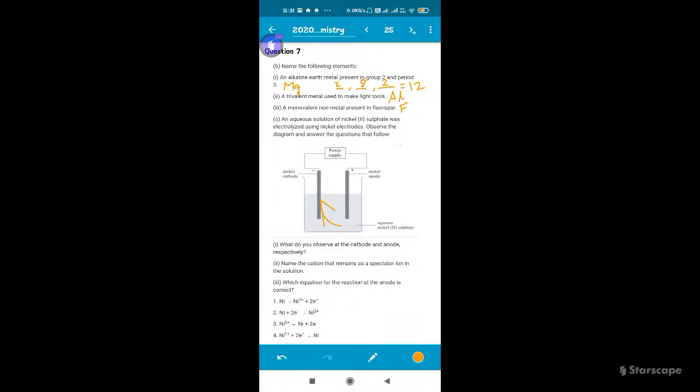Now the second question is name the cation that remains as a spectator ion in the solution. So you have nickel sulfate in the aqueous form. That means you will have nickel ion Ni2+, you will have sulfate ion SO4 2-, and since water is also there, you will have H+ and OH-. So nickel is going to the cathode. So which cation is remaining in the solution and will act as a spectator ion? Obviously hydrogen. So hydrogen ion is the answer.